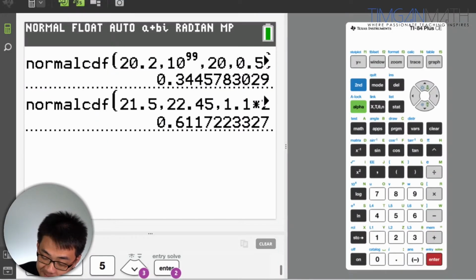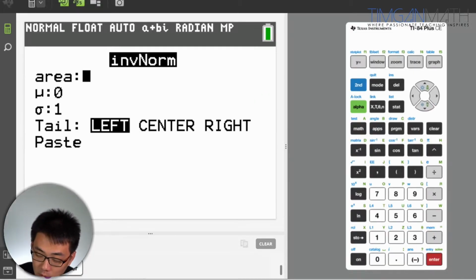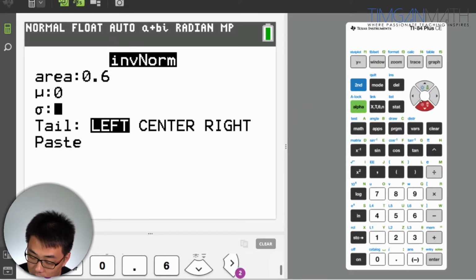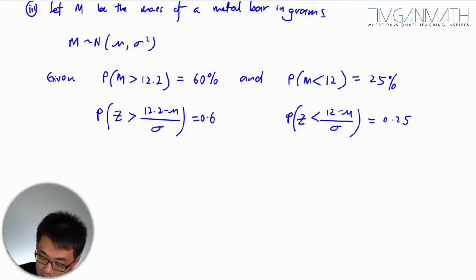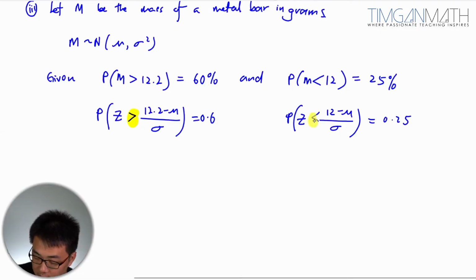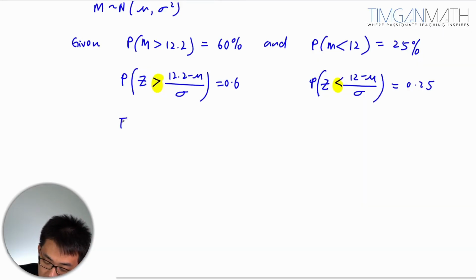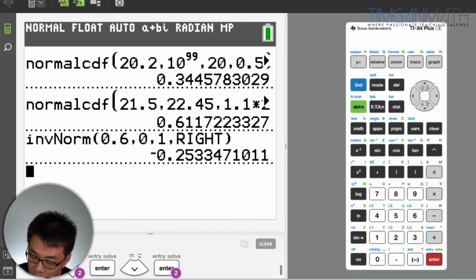You're going to use the calculator, so this will be inverse norm. Of course you have a left and right tail. The 0.6 is pointing towards the right side, so just take note of that. This one over here is the left side, pointing towards the left of the curve. From the GC, we know that (12.2 minus mu) over sigma will be equal to negative 0.253347.